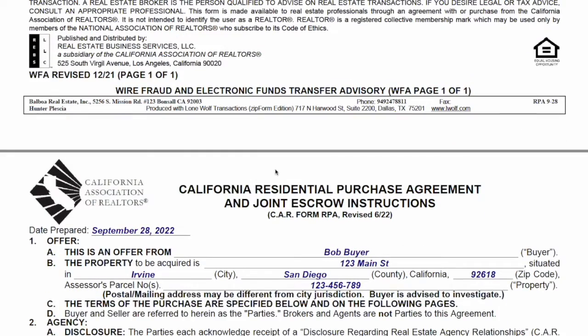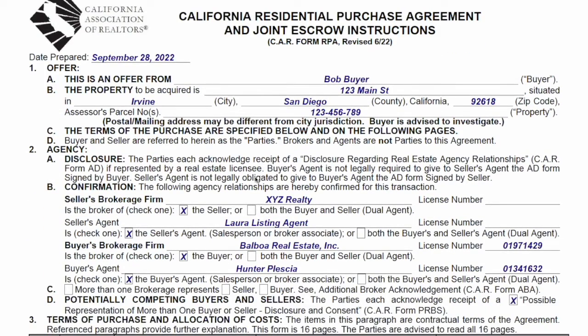All right, now we arrive here at the purchase agreement. Top left corner, I'm putting the date that I draft this form. Name of the buyers is going here. Street address, city, county, zip code, assessor's parcel number, which can be obtained on the MLS listing.